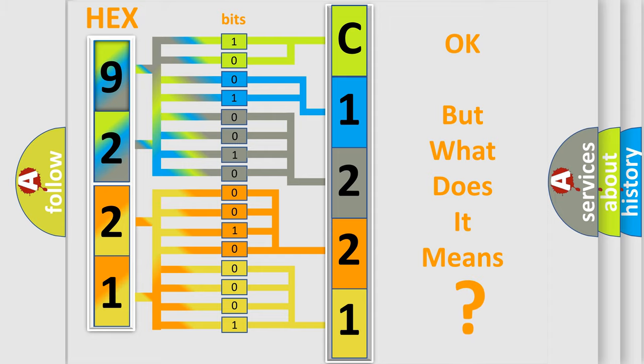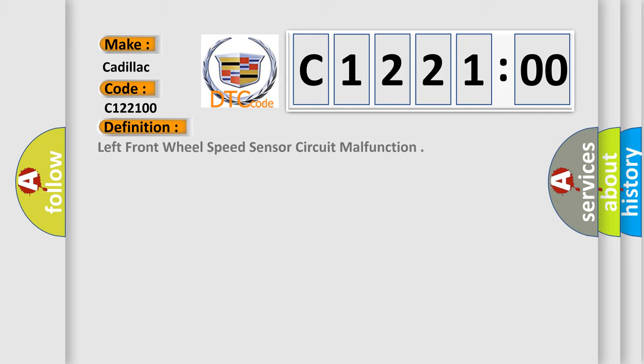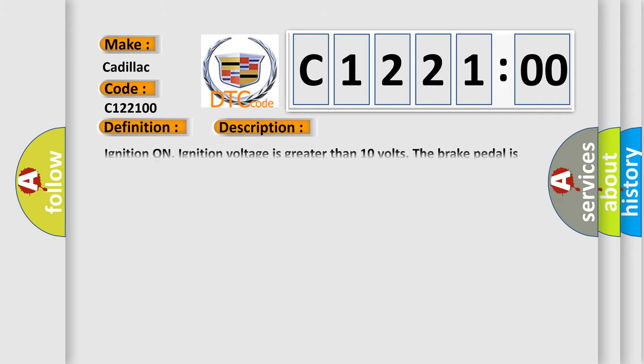The number itself does not make sense to us if we cannot assign information to what it actually expresses. So, what does the Diagnostic Trouble Code C1221-00 interpret specifically for Cadillac? The basic definition is left front wheel speed sensor circuit malfunction.